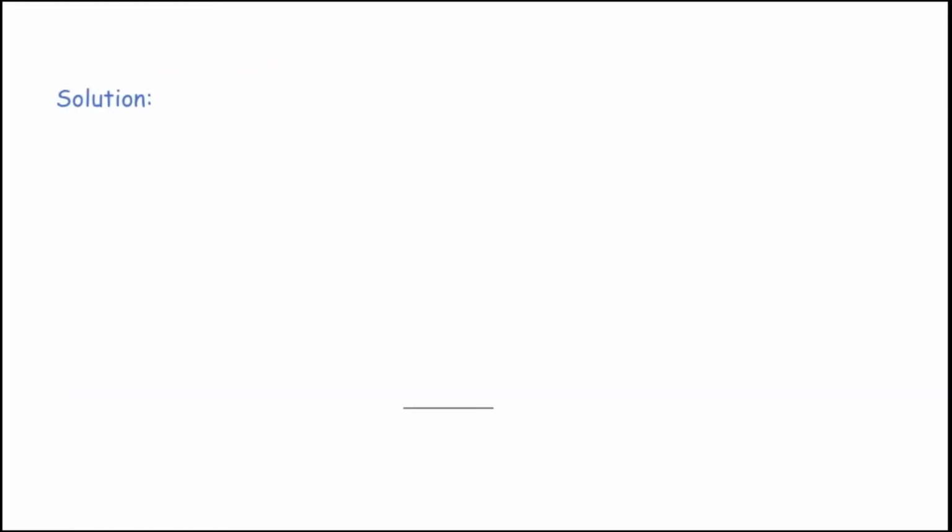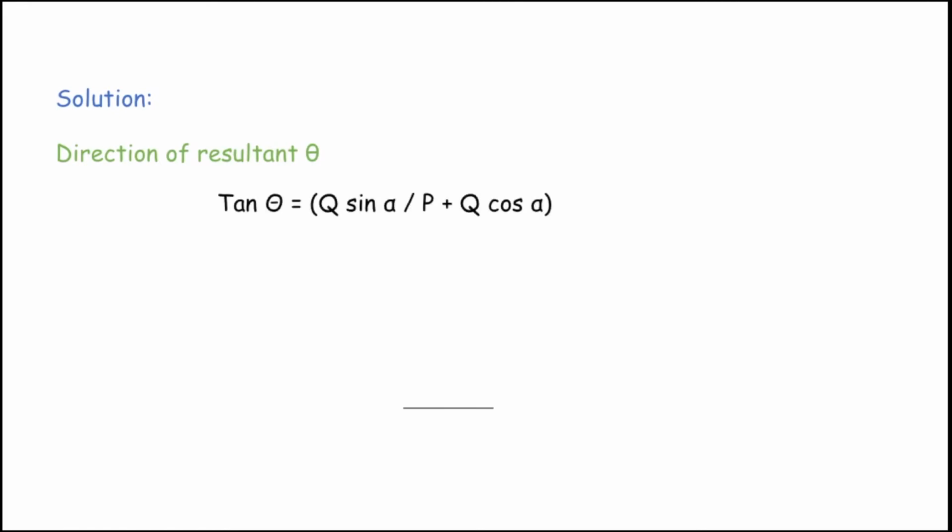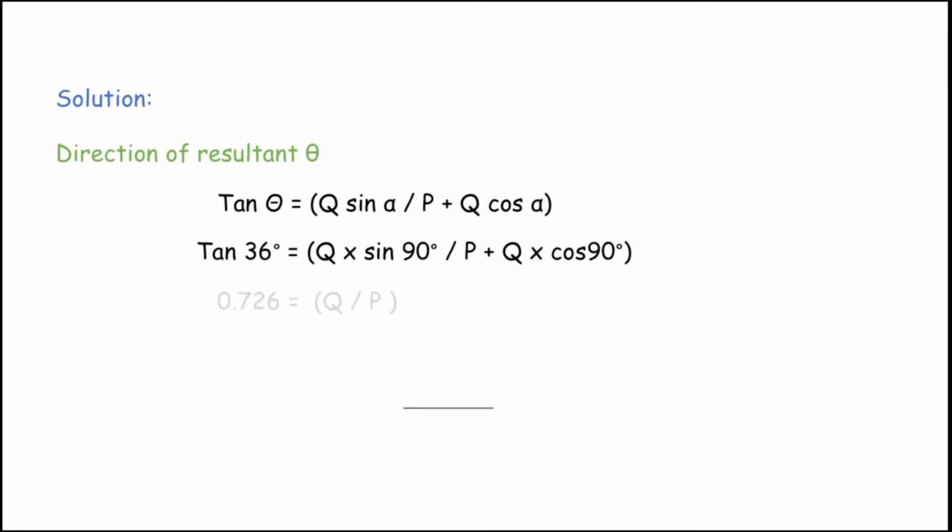Solution for this problem: we have to take the formula of direction of resultant theta. So tan theta equals Q sin alpha divided by P plus Q cos alpha. We substitute the value of theta and alpha here. So tan 36 degree equals Q into sin 90 divided by P plus Q cos 90. The value of tan 36 is 0.726 and sin 90 is 1. So 1 into Q becomes Q. And cos 90 is 0, 0 into Q is 0, 0 plus P is P. So Q divided by P.